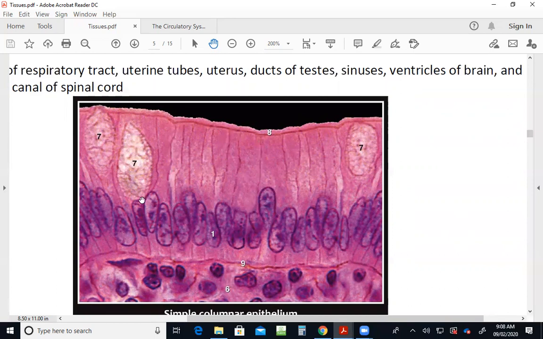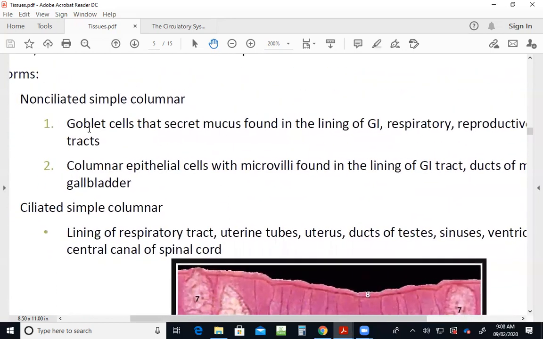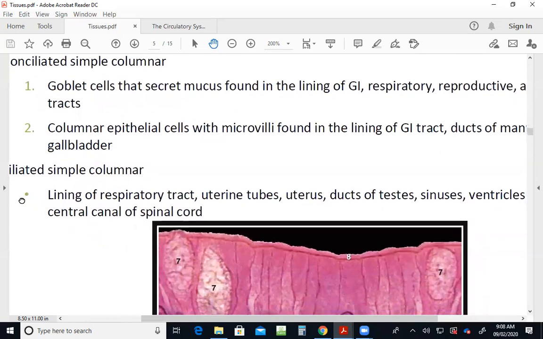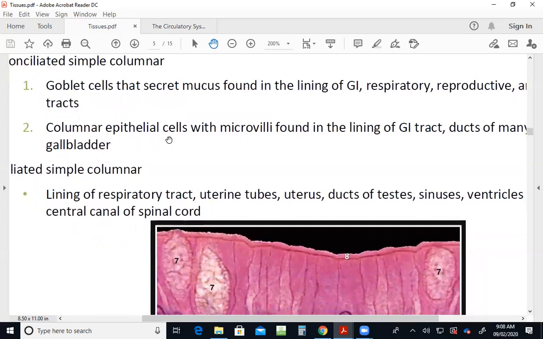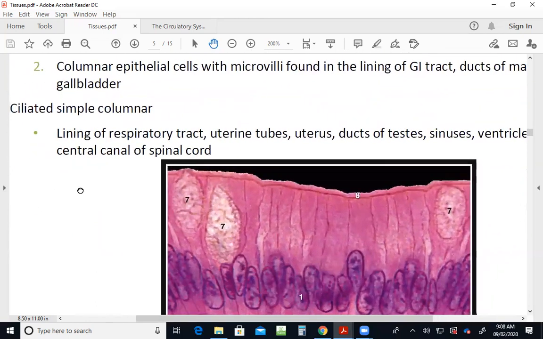These ones that look more like a football, number 7, are actually examples of non-ciliated cells, what we call goblet cells. We have goblet cells wherever we produce mucus. That's what they do. So places like the inside of our GI tract, like our stomach and intestines, inside our respiratory tract, reproductive tract, and so on. And we also have non-ciliated columnar epithelial cells that have microvilli in our GI tract, ducts and many glands, and the gallbladder, to secrete.